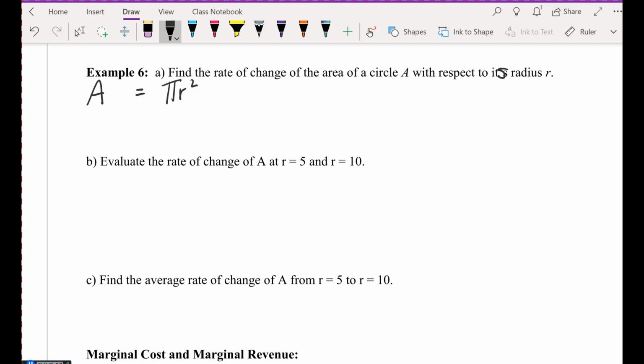It says find the rate of change. What do we do? Find the derivative. How do we find the derivative? A prime is 2 pi r. Can someone tell me what that is? How does that make sense? Analyze that for me. Why is the rate of change of the area of a circle equal to the circumference?